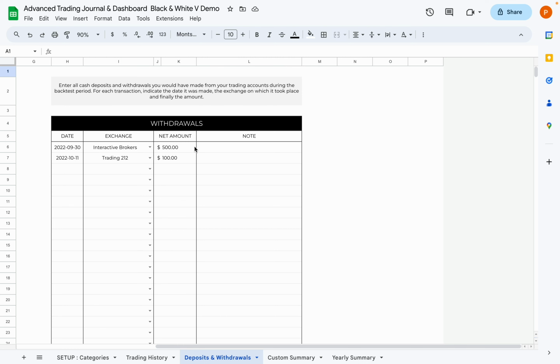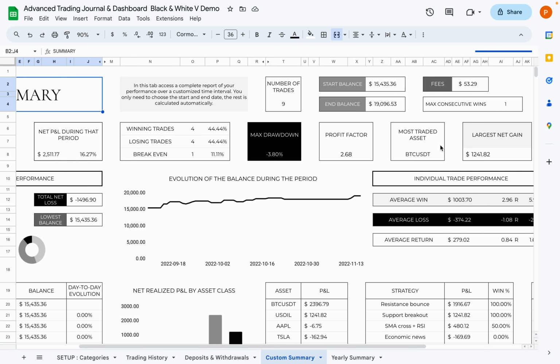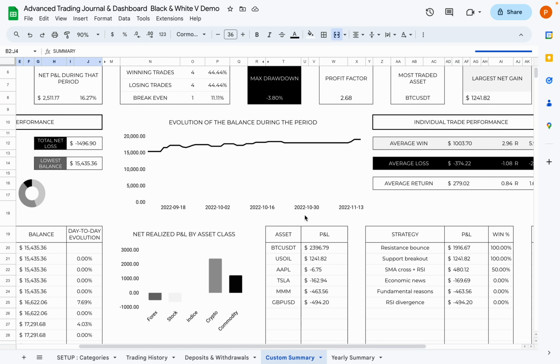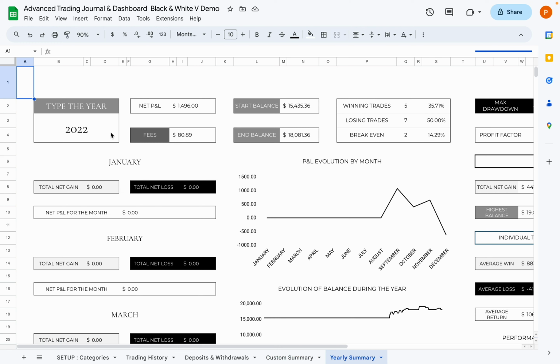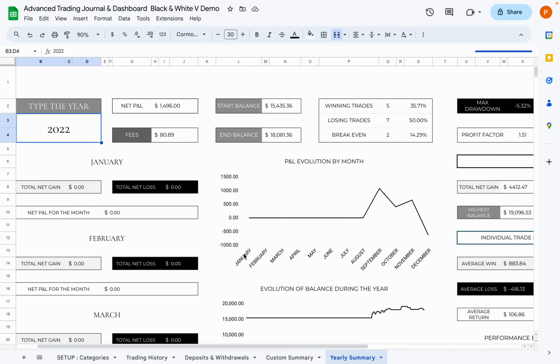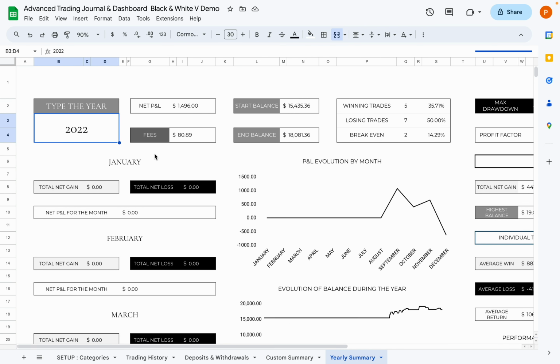Next, there are the two summaries. One is completely custom. You choose a start date and an end date, and everything is automatic. So you get your P&L, the number of winning trades, losing trades, and many other metrics such as drawdown, largest net gain, and many more. Basically, the yearly summary is very similar. You only need to fill in a year, and you will get all the data about your trading during this year. So, like before, many metrics, graphs, and also a little summary for each month of the year.